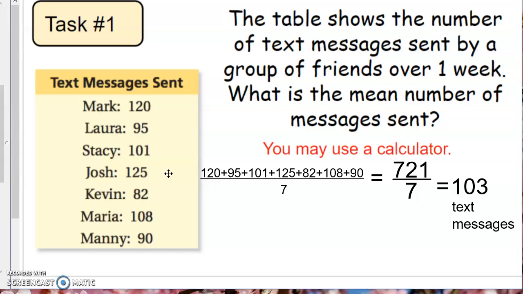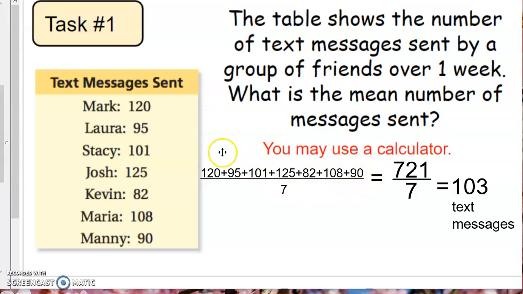Second mistake that a lot of students make is you have to add all of these numbers together first, then hit equals. Then that number is divided by 7. If you don't hit equals after you add all those numbers together, then what your calculator will often do is just take 90 divided by 7, and that's not going to give you the right answer.